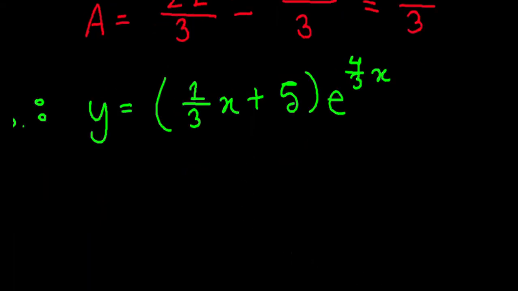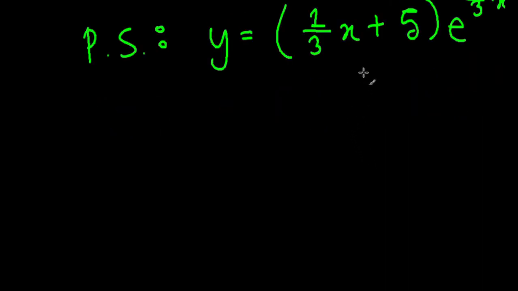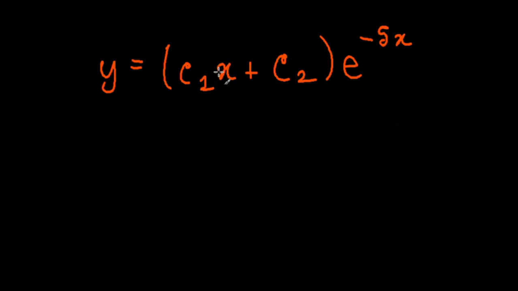Now, I'd like to do a similar problem to what I did in the last video. It's the reverse type of problem. Let's say you have some general solution given to you: y equals some constant c1 x plus some constant c2, times e to the power minus 5x. This is the general solution to some differential equation. Now we need to find the differential equation.